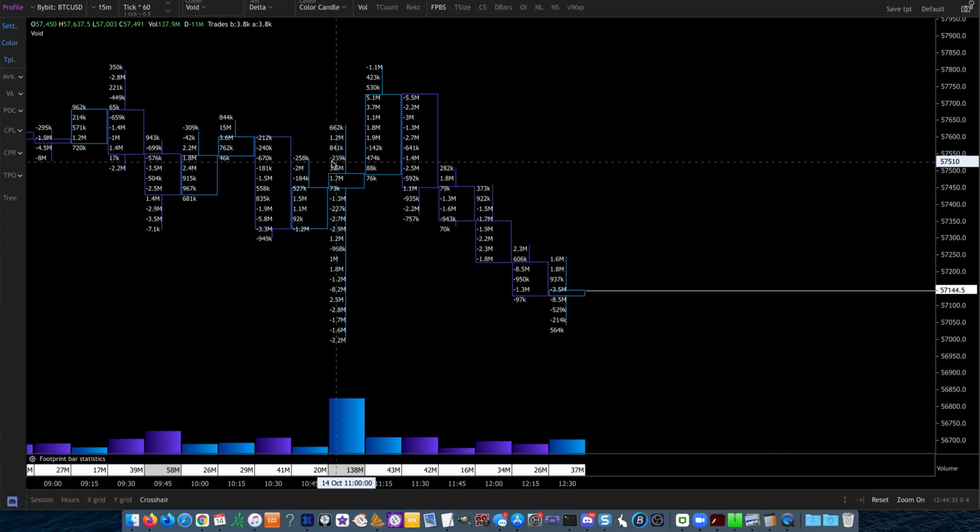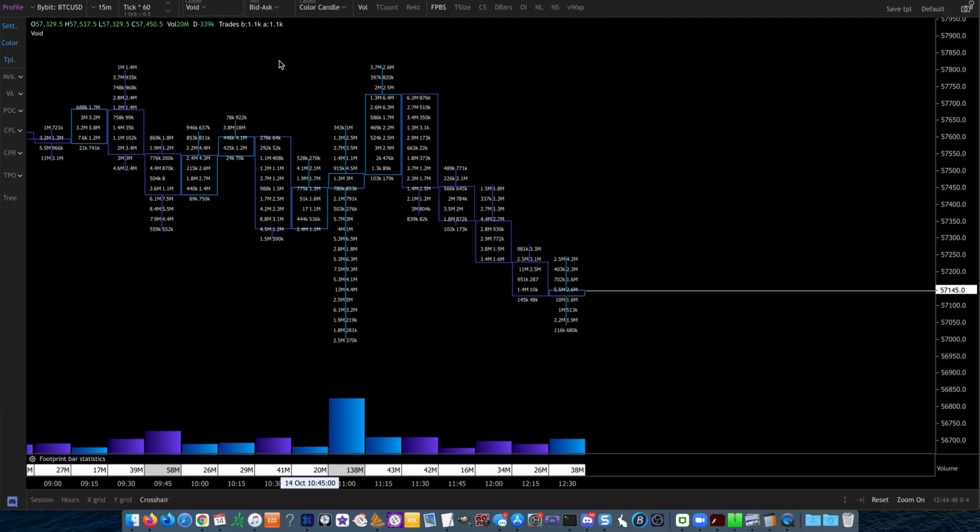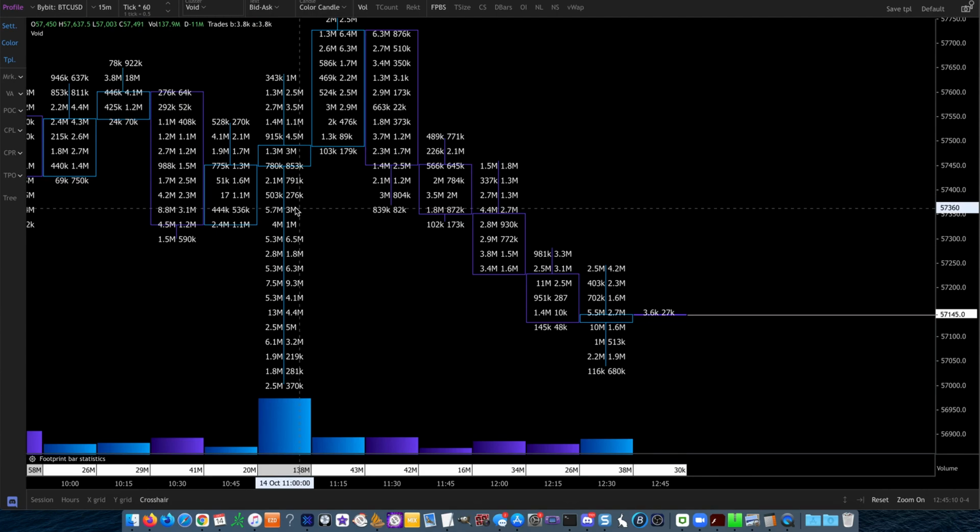Now, if we have negative delta, that means there's more sells than buys, right? So again, we're going to do the buys minus sells. We come down to this negative delta candle. Let's find one that has more sells than buys. Right here, at the price of 57330, we can see that we have 5.7 million sells and 3 million buys.